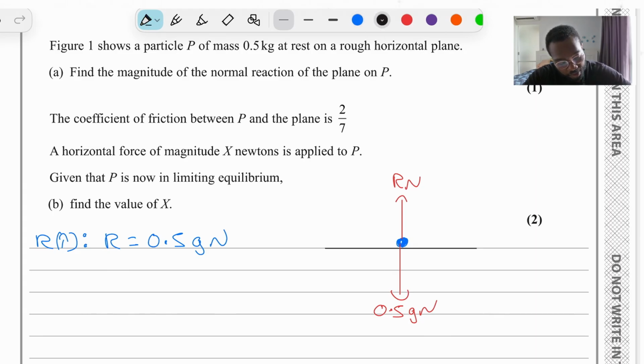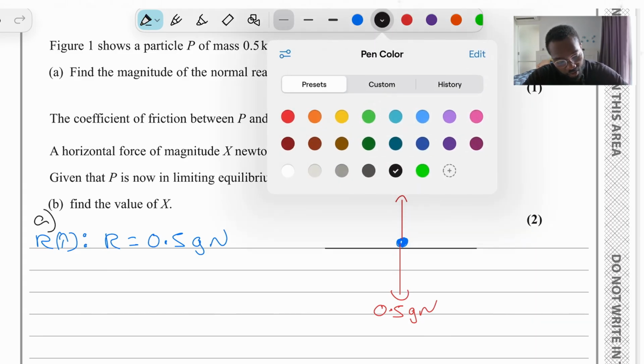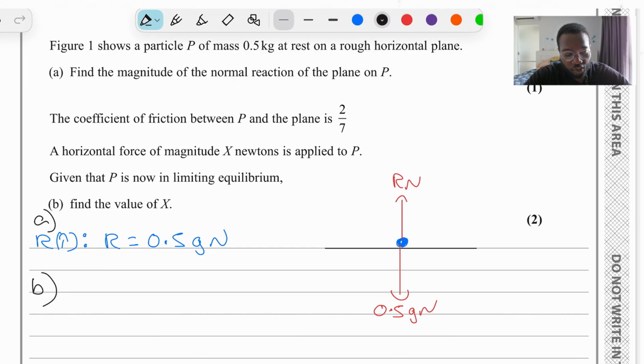Now, with part B, we are told that the coefficient of friction between P and the plane is 2/7, and we know there's a horizontal force of magnitude x newtons applied to P. Given that P is now in limiting equilibrium, we need to find the value of x.